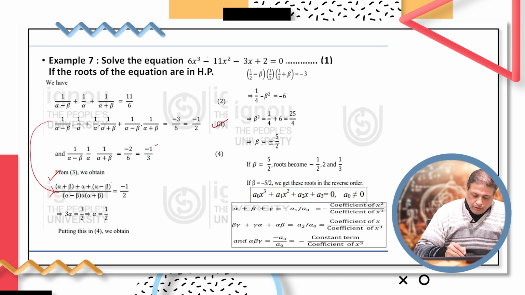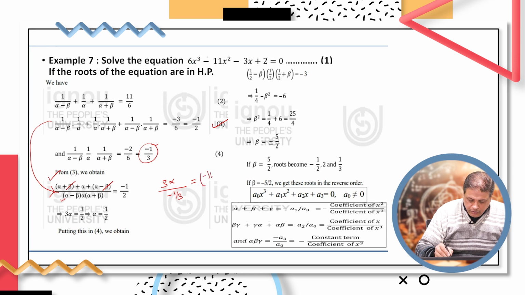Now, in the numerator, beta will be cancelled, so we will be remaining with 3 alpha, and in the denominator we are having alpha minus beta into alpha plus beta. So, 1 over alpha minus beta into alpha plus beta turns out to be minus of 1 by 3. So, that means this is equal to minus of 1 by 3 into minus of 1 by 2. So, by solving you will get 3 alpha is equal to 3 by 2, and this means that alpha is equal to 1 by 2.